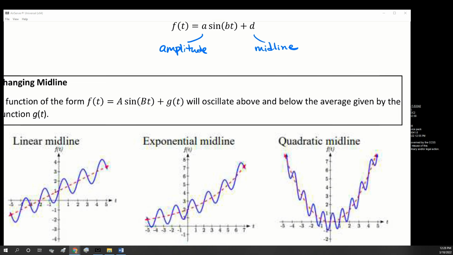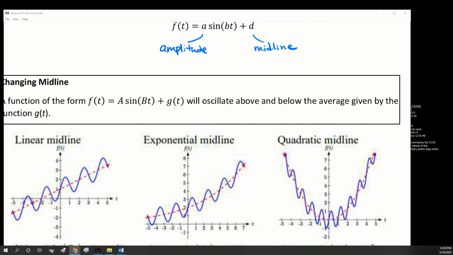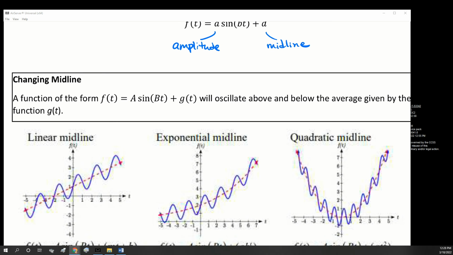So if you have a function in this form, and this could be sine or cosine, it doesn't matter, they work the same way, where a function is added to it, where it normally was like +2 or +5, it's plus a whole other function. It's going to oscillate above and below the average given by that function. And this is what oscillate means. It's just doing a little up and down over a midline that's a line, right?